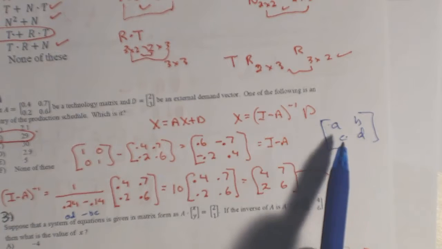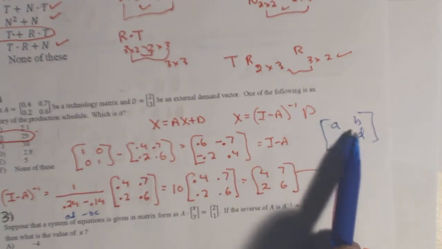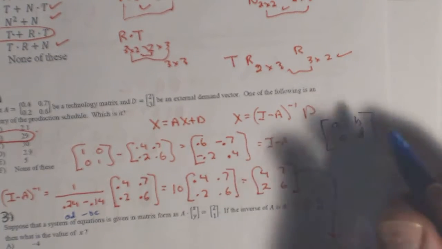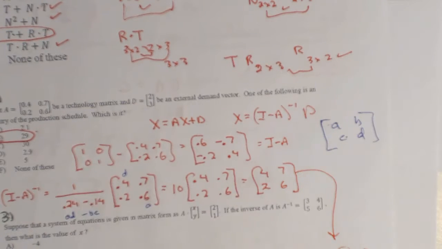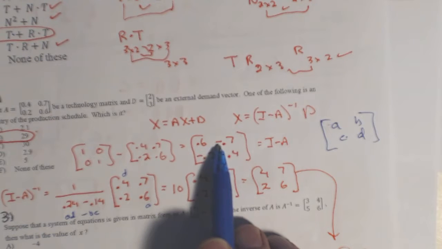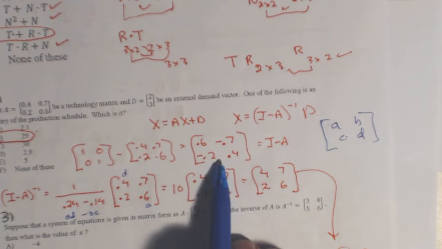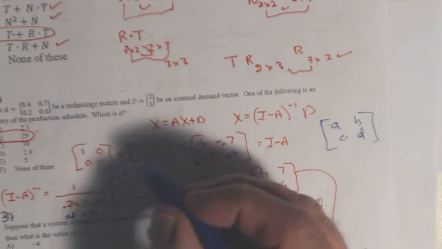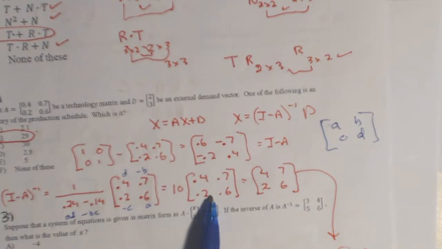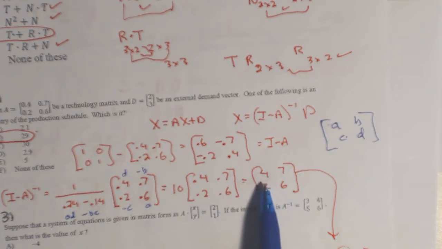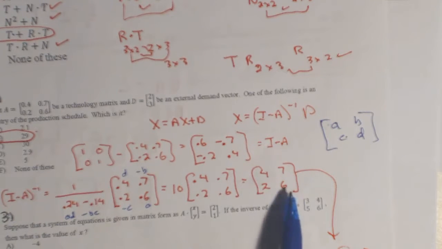Then what we do is we switch the positions of A and D. So this becomes D and A. And we do the opposites of the minus 0.7 and minus 0.2, which turn positive. So that's minus B and minus C. So when we multiply through here, the decimal just moves to the right when we multiply by 10. We get this 4, 7, 2, 6. That's my I minus A inverse.